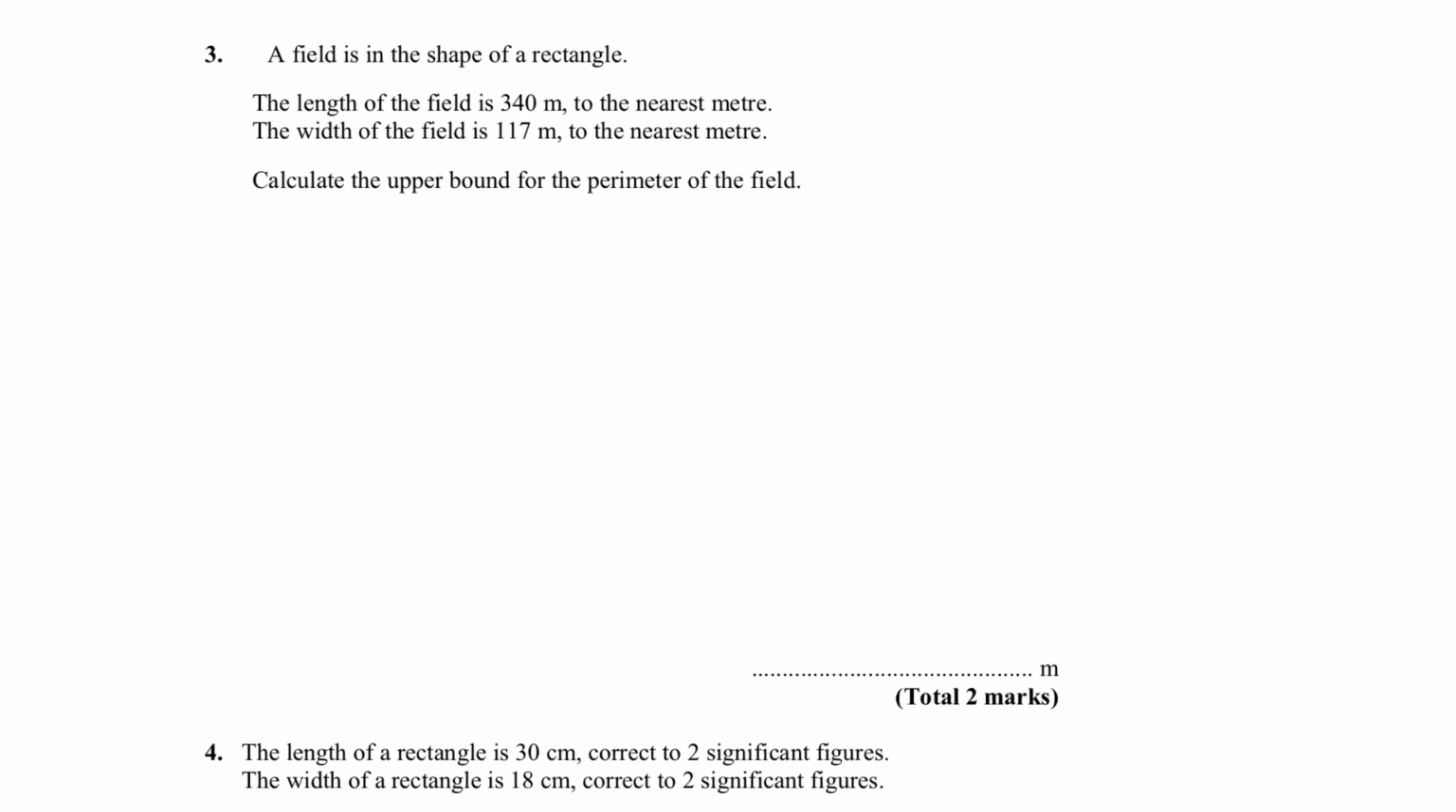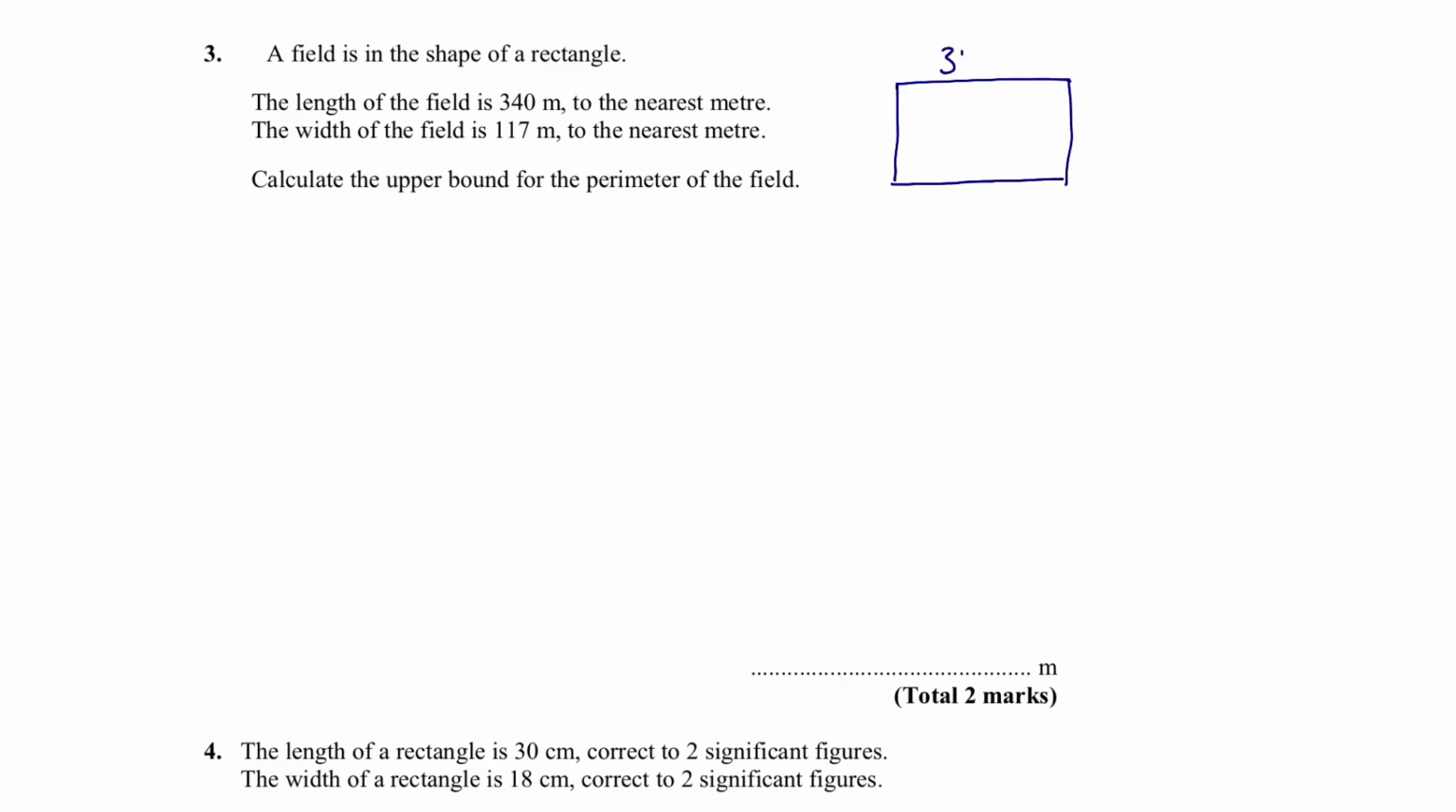Right, now let's look here. The length of a field is 340 metres to the nearest metre, and the breadth of the field, or the width of the field, is 117 metres to the nearest metre. Calculate the upper bound for the perimeter of the field. Okay, so what we've got to look at is what perimeter we would get if both 340 and 117 were at their upper bounds, were at their maximum.